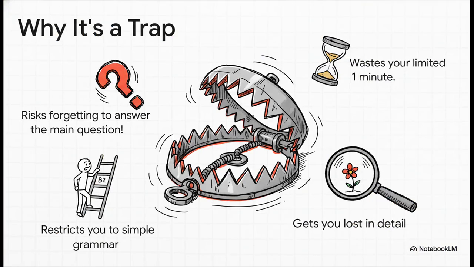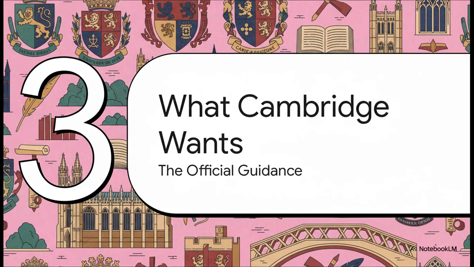So, you see, this whole describe first idea is a trap, because you're literally just wasting your precious minute on low-level language. You get totally bogged down in details that don't matter, like the color of someone's t-shirt. And the worst part? You might actually run out of time and forget to even answer the main question. And that's where all the points are. So, if that's the trap, how do we avoid it? Well, it's simple. We go straight to the source. Let's look at what Cambridge, the people who actually make the exam, have to say about it.